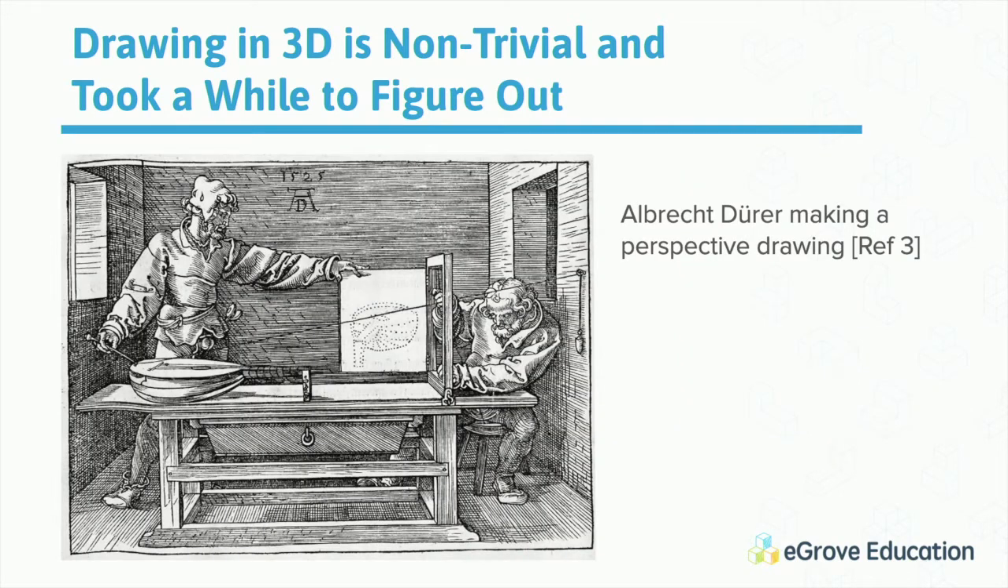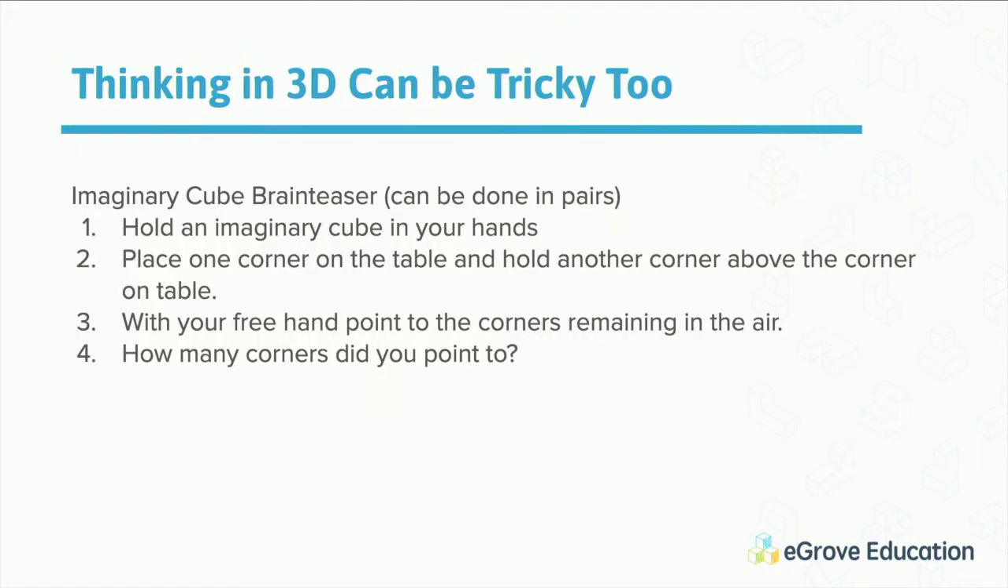But when we wanted to try to figure out how to draw in 3D, we had people using strings and all sorts of things to try to get the right proportion and the right scale from a 2D object to a 3D object and going back and forth between the two. So thinking in 3D, not just drawing, but thinking in 3D can be tricky as well.